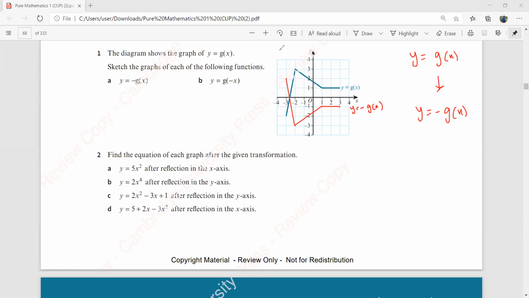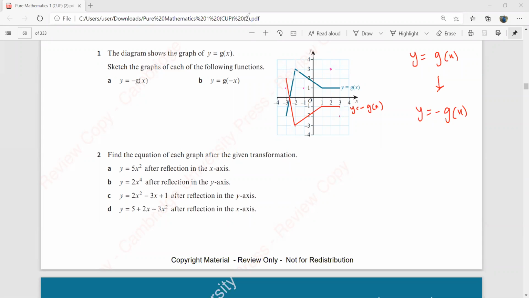Now let's reflect this in the y-axis. This is y equal to g of minus x. That means it is being reflected in the y-axis. Let's do that quickly. Basically, you have to do it yourself in your books. So this (3, 1) goes on to (minus 3, 1). (1, 1) goes on to (minus 1, 1). And (minus 2, 3) goes on to (2, 3). And this (minus 3, minus 2) goes on to (3, minus 2).